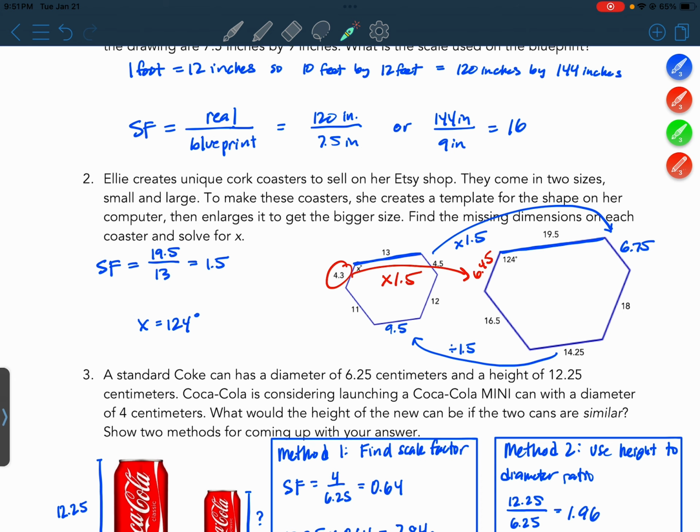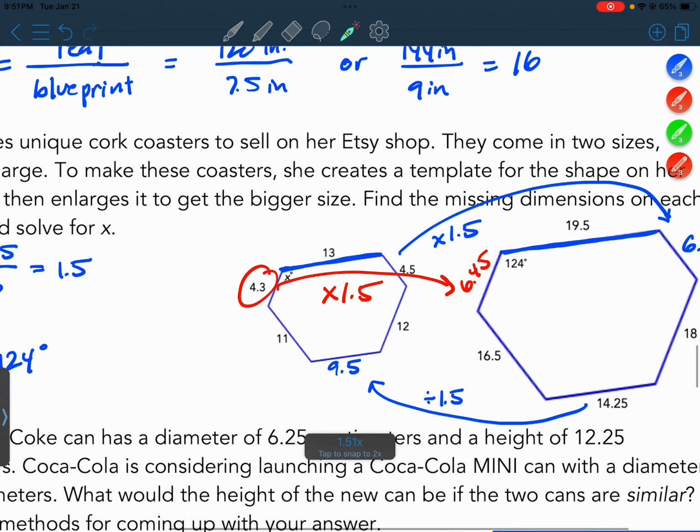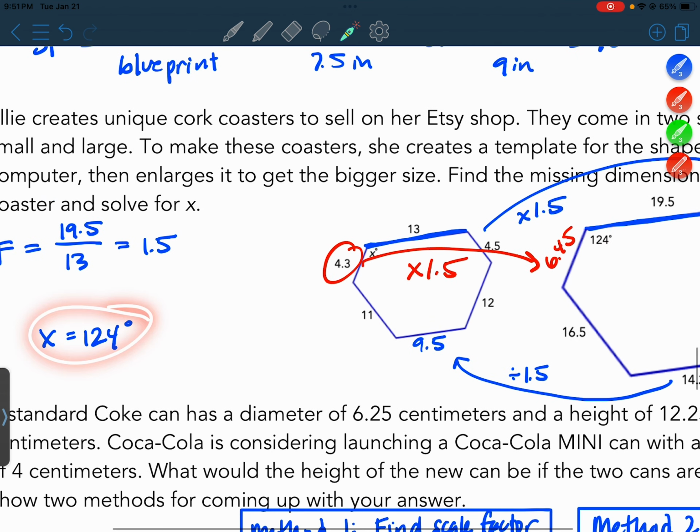Now the one instance where you shouldn't multiply and shouldn't divide is with the angle. That angle right there is going to be the same whether we're talking about the big or the small shape. It's going to be 124 degrees no matter what.